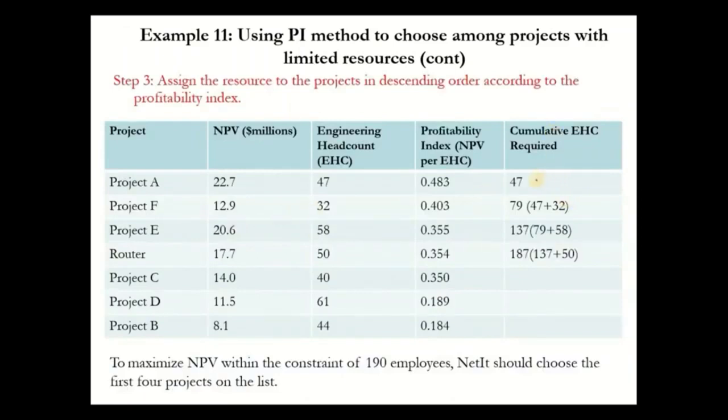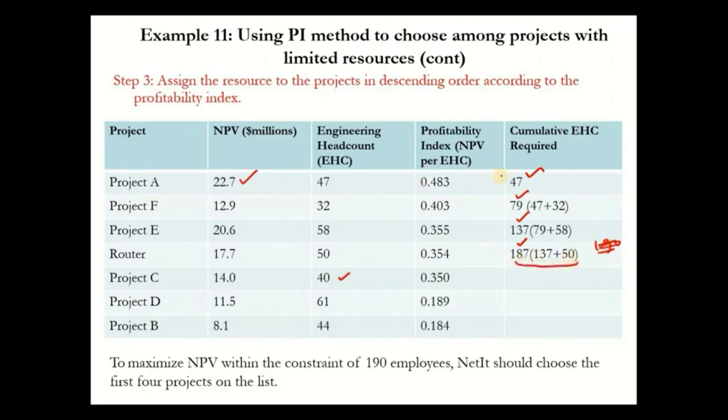So the first project is project A. Required head count 47 and NPV is 22.7. The second is F, total would be 79. Then we choose project E, total would be 137, and with the router it is 187. So how many employees do we have? 190. We cannot go for another project, since it requires 40 but we have only 3 spared. So we can choose these projects.